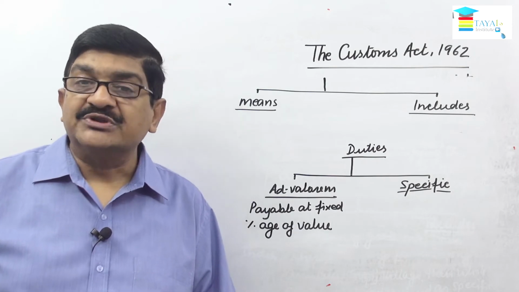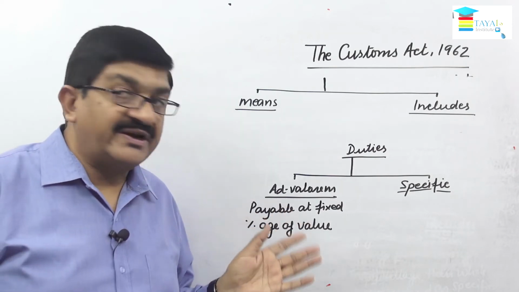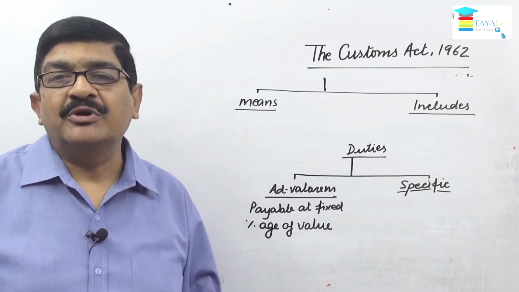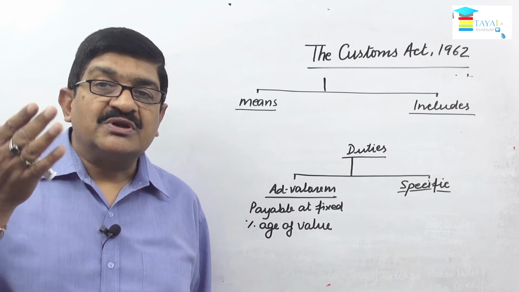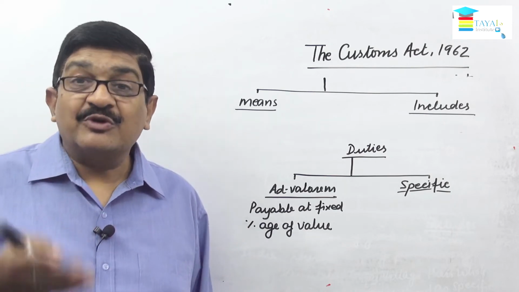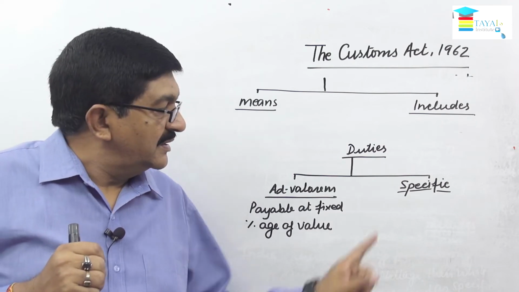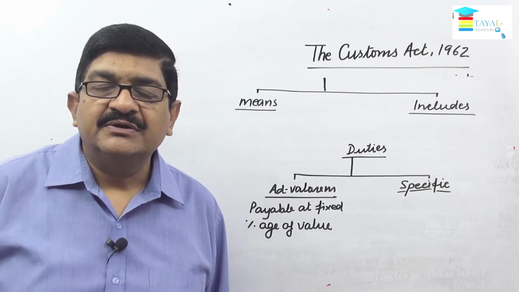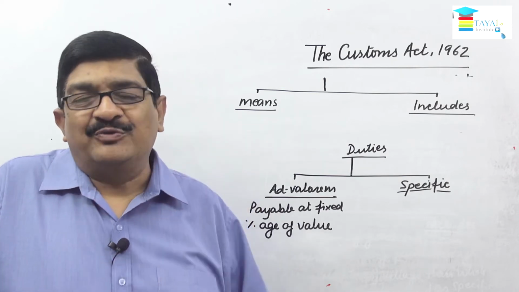If the value goes up, the amount of duty goes up, and if the percentage comes down, the amount of duty comes down. Right? Value goes up, duty goes up. Value comes down, this also comes down. Rate goes up, amount of duty goes up. Rate comes down, this also comes down. In case of a specific duty, the amount of duty is fixed irrespective of the value.